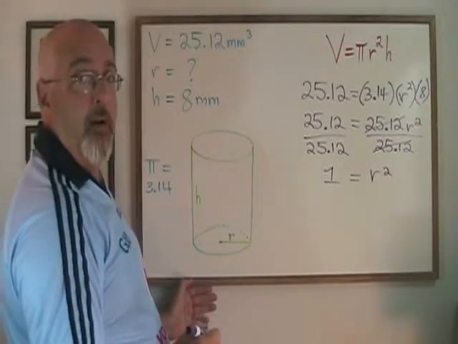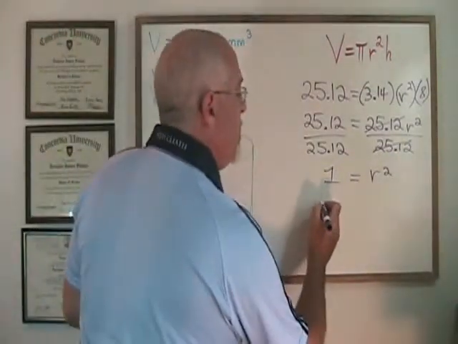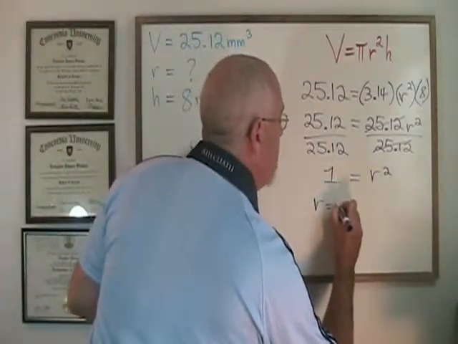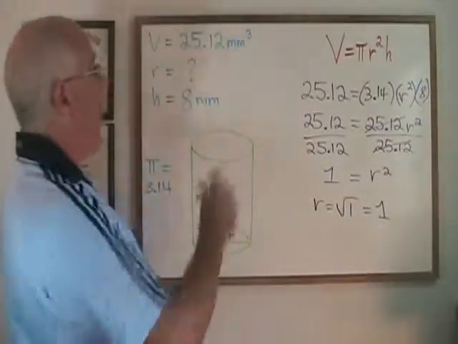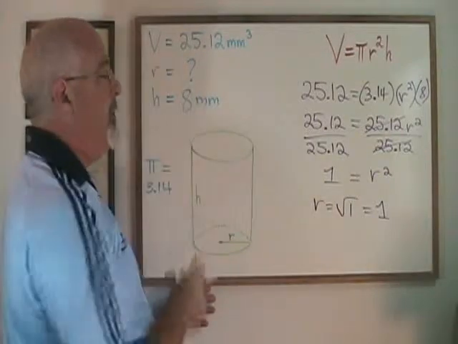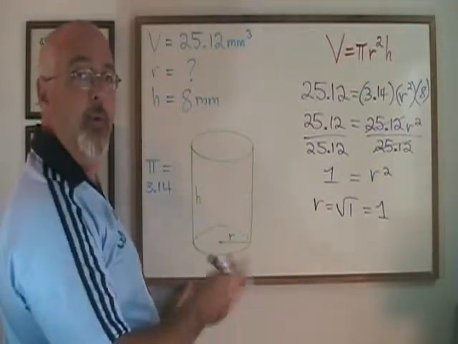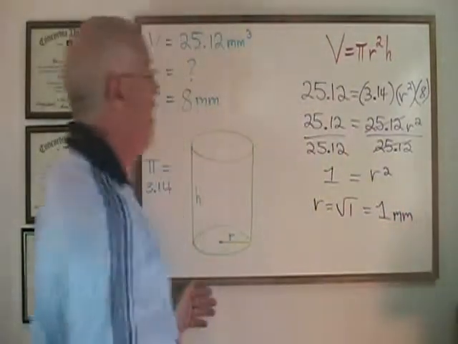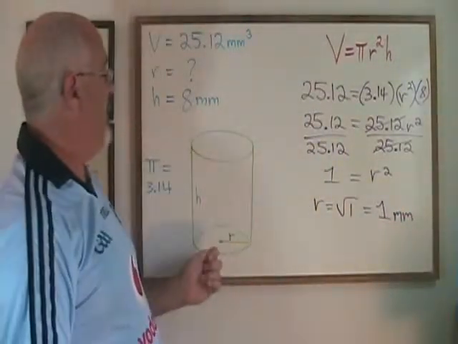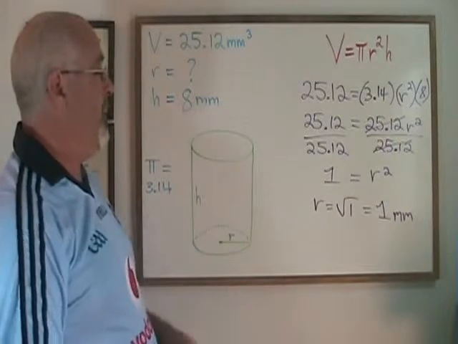We want r, not r squared, so if r squared is equal to 1, r is equal to the square root of 1, which is 1. And because we were dealing with millimeters cubed, millimeters, radius is a distance, it will be measured in millimeters. The radius of this cylinder is equal to 1 millimeter.